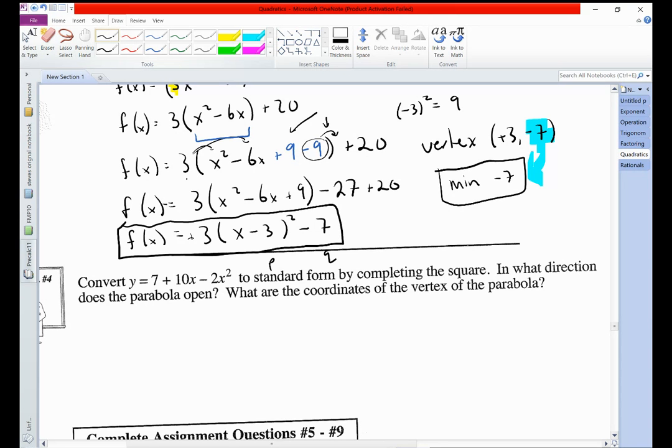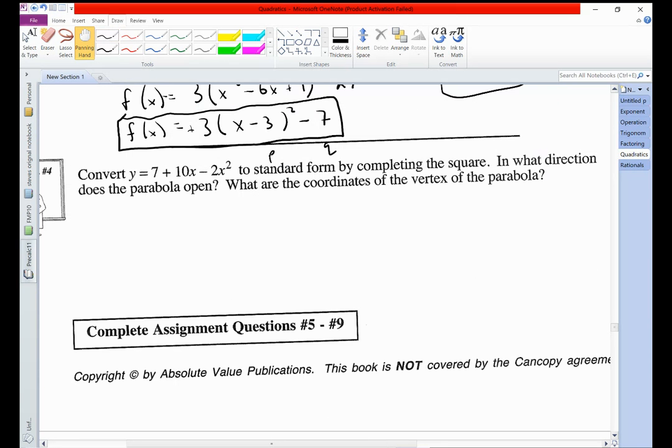Okay, let's do that process again. Hopefully it makes more sense. Convert y is equal to 7 plus 10x minus 2x squared to standard form by completing the square. In what direction does the parabola open? What are the coordinates of the vertex?